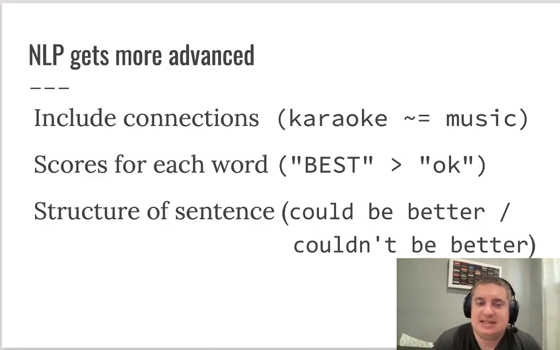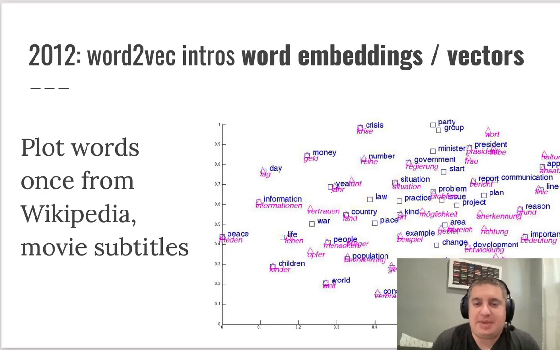Structure of the sentence. This is when things start to get more complicated, because if someone says the restaurant could be better or couldn't be better, they mean the opposite things, and there's not one word in there that tells you is it positive or negative. This means that our ideal system should be able to understand the structure of the sentence and look across multiple words. A big advancement in 2012 was Word2Vec, which starts turning words into vector problems.